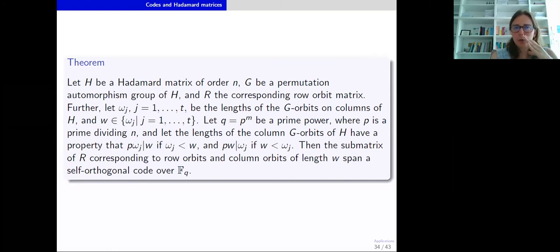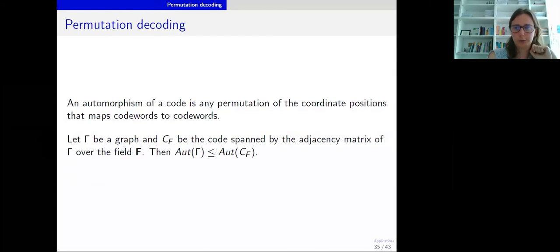Again, you don't have to have an action with all orbits of the same length. You can have various lengths, but then you have slightly different conditions, and you will obtain self-orthogonal codes again. Okay, so I wanted to show you these methods because they are related to the properties and the methods for obtaining incidence structures that I showed you in the first two lectures that I gave.